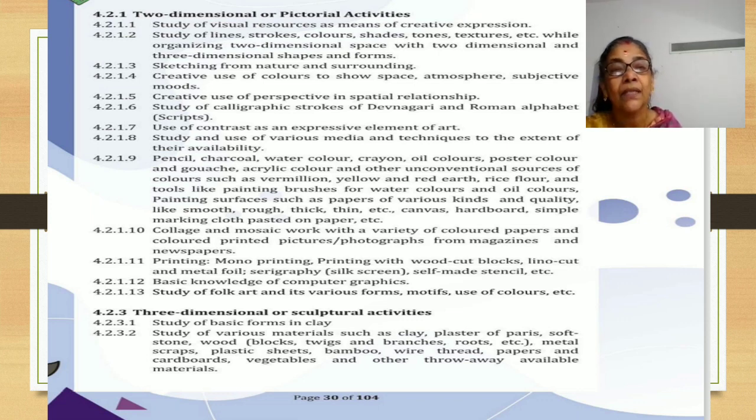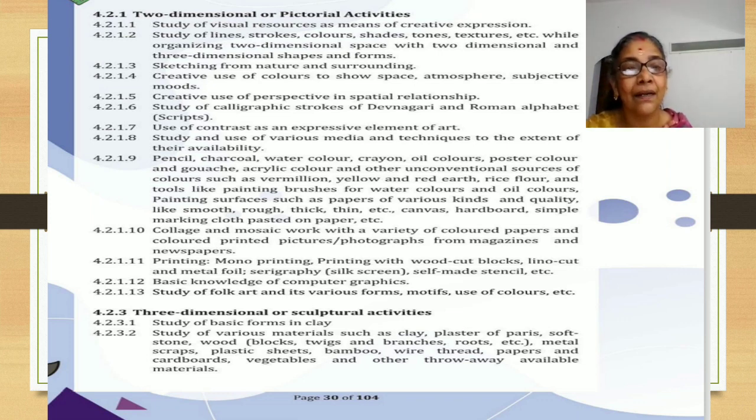When we talk about line strokes, that comes under mathematics. And similarly two-dimensional and three-dimensional shapes and forms. So shapes are there, colors are there. So this can also be integrated with different subjects, especially mathematics. Then 4.2.1.3, that is sketching from nature and surroundings. So when you are understanding two-dimensional pictorial activities, you understand that the common thing is 4.2, and then 4.2.1, then the next one is 1.1 or 1.2, 1.3, like that. So 4.2. Yes, let us see what about the 0.9.